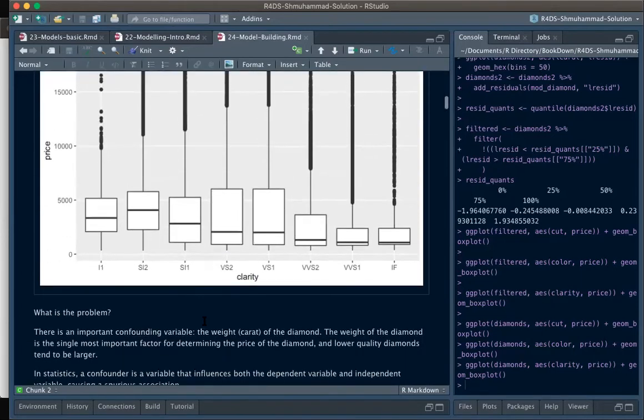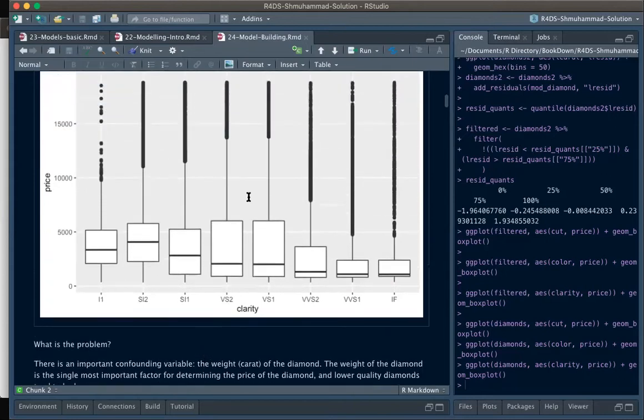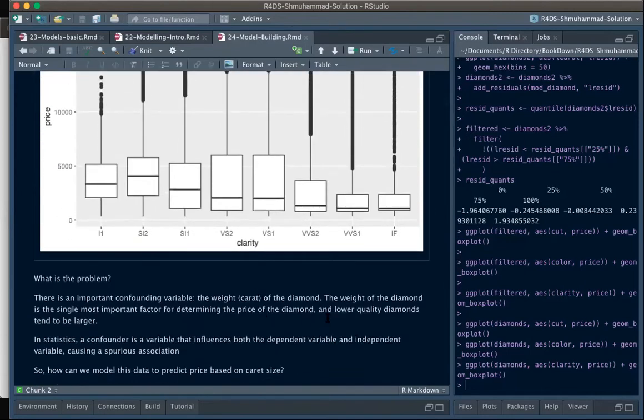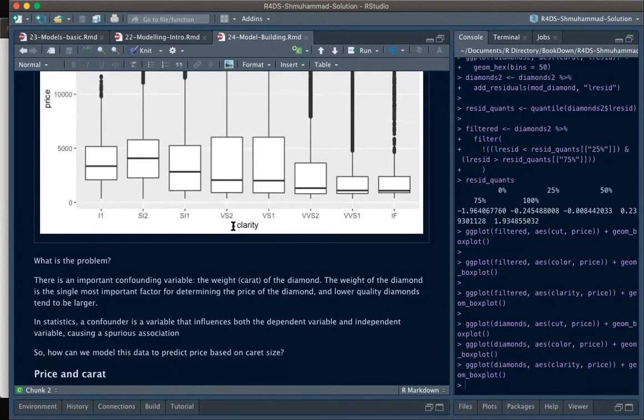So what's the problem now? There is an important confounding variable here, which actually affects this kind of visualization, which is the weight of the diamond. The weight of the diamond is the single most important factor which determines the price of a diamond. And the lower quality diamonds tend to be larger. So this is the problem. The lower quality diamonds tend to be large, and therefore this visualization gives us a wrong interpretation.